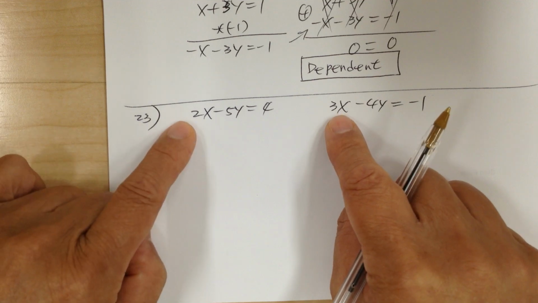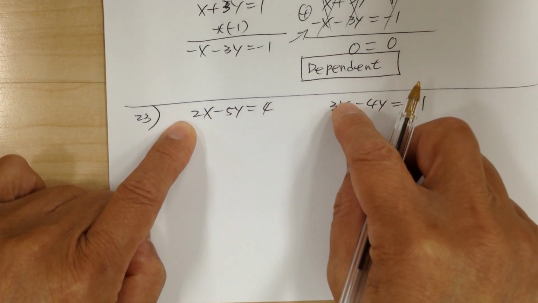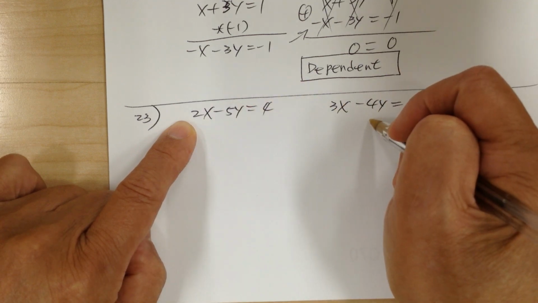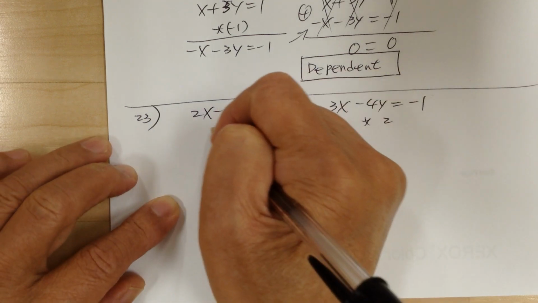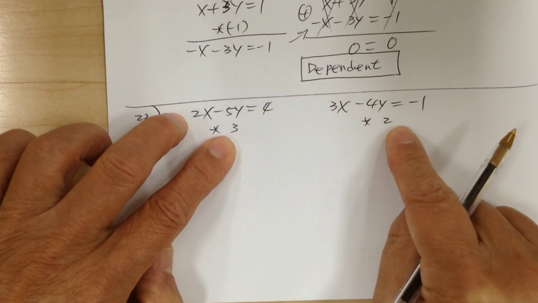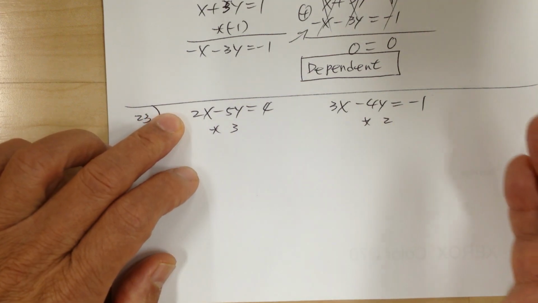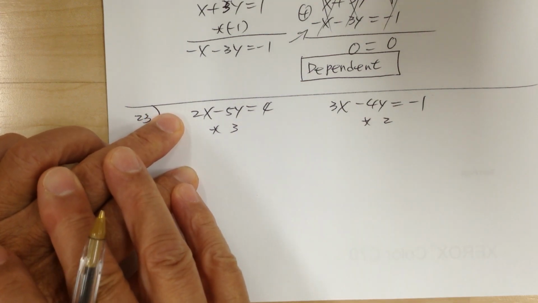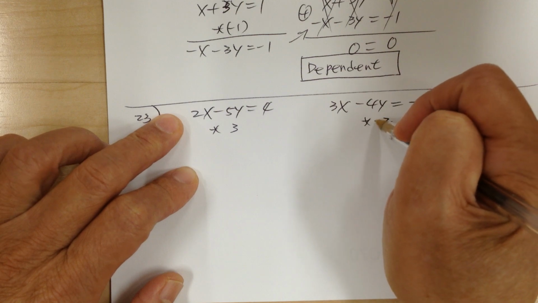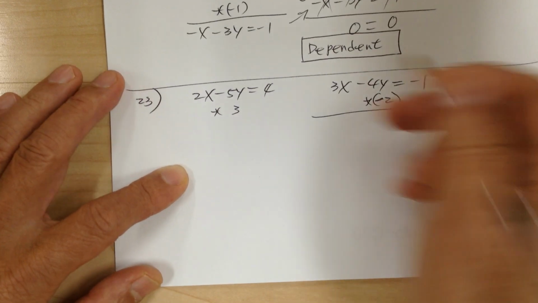So I'm going to make the x opposite. So 2 and 3, the easier way is just to crisscross the numbers. So multiply this by 2 and multiply this by 3. So 2 times 3 will give me 6, 3 times 2 will give me 6. But notice they are the same, so you have to make one of them negative so they become opposite. So I'm going to make this negative over here. It doesn't matter which one, you just choose either one.